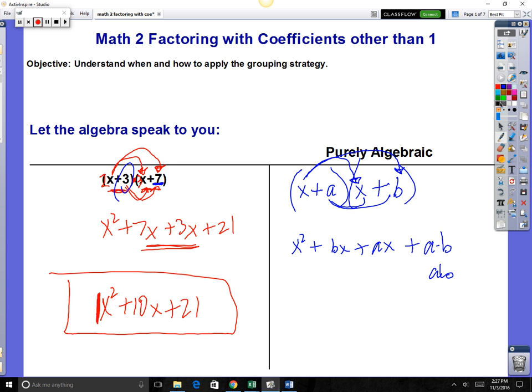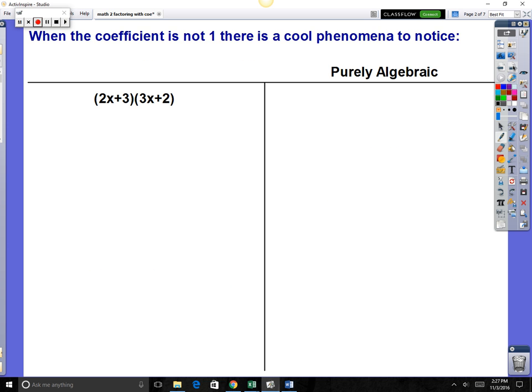And this one has no like terms. You can only add squares with squares. I can only add bx's with other bx's, ax's with other ax's, and ab's with other ab's. So let's move on to the next one. I'll show you where the cool pattern in the algebra pops out. So if we look at the next one, now they do not start with 1. This one starts with a 2, and this one starts with a 3.